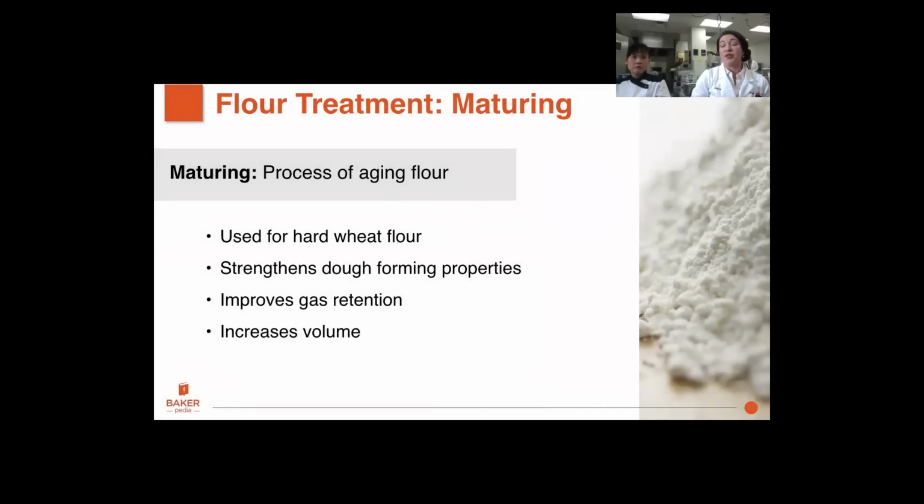Now, if we move on to the flour treatment maturing, basically all this is the process of speeding up the aging of flour. Normally maturing would take place over time. Oxygen would interact with the flour, and you get this maturation process that slowly changes the properties of the flour. We don't really have 6 months to wait for that to happen. So a lot of times we'll use an additive to speed up that process and do the exact same thing the oxygen would be doing naturally to the flour over time. We typically only use this for hard wheat flour because it'll strengthen the dough forming properties in the flour. And through that, you'll improve gas retention and you'll tend to increase the volume of the products as well.